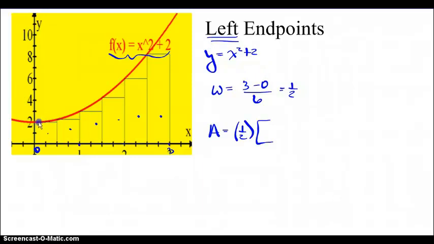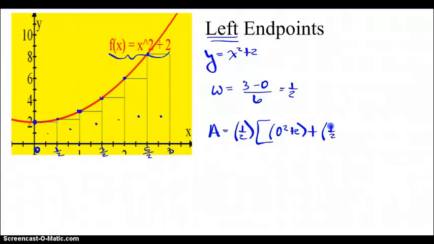We're using left endpoints. So there's 1, there's 1, there's 1, there's 1, and my final one comes from right here. So this is 1/2, 1, 3/2, 2, 5/2, and 3. My heights are coming from plugging my x value into my function. There's my first height using left endpoints.